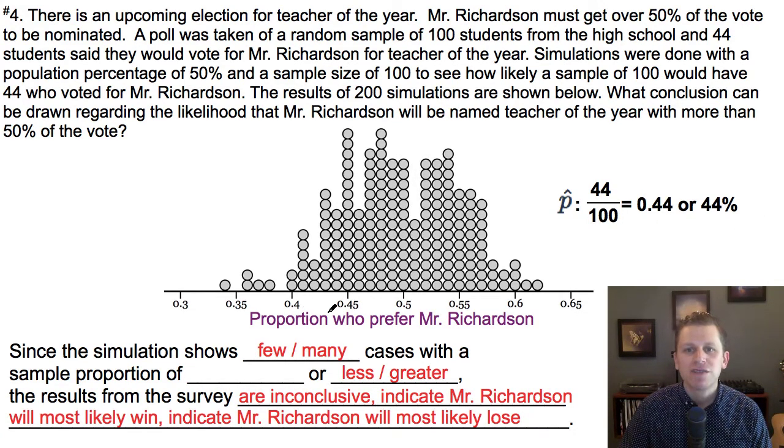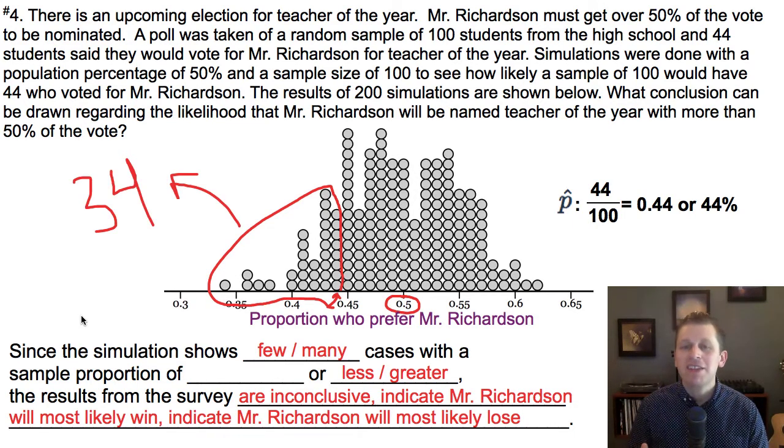First thing I want to do is find 44%, or 0.44, which is right here. And because it's to the left of the average of 50%, I'm going to include the values to the left. So this right here is all of the values of 44% or less. Let's count how many of those there are. When I counted how many times this happened in the simulation, I got 34 times out of 200 simulations. Well, 34 out of 200 means that this happened 17% of the time.